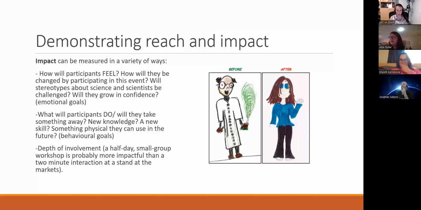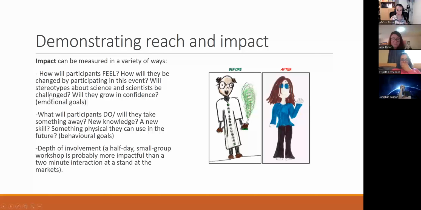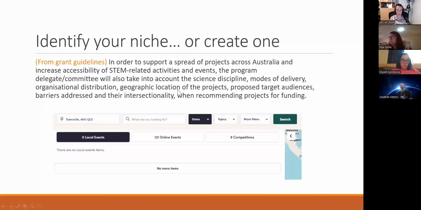The other thing to think about for impact is that the depth of involvement also relates to impact. So someone walking past a market stall and seeing cool bubbles or cool rocks, it's lovely, but the degree to which they are impacted there is probably much less than someone who participates in a half-day workshop where they work with an expert and they have a really meaningful and personal interaction. So the criteria are about balancing both reach and impact. So you could pitch an event that engages with lots of people a little bit, or you could pitch an event that engages with fewer people, but in a really deep way. And both of those are valid.